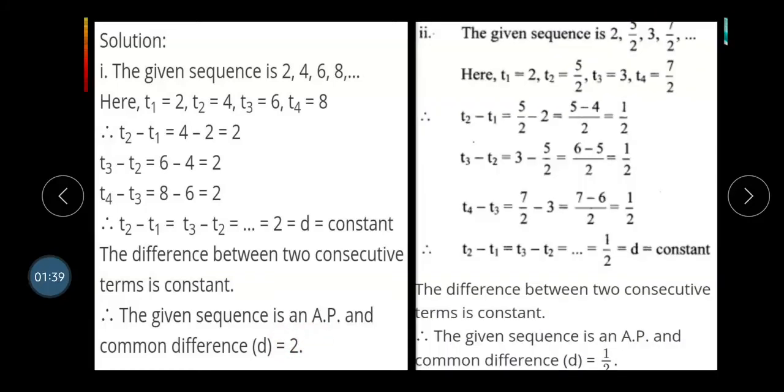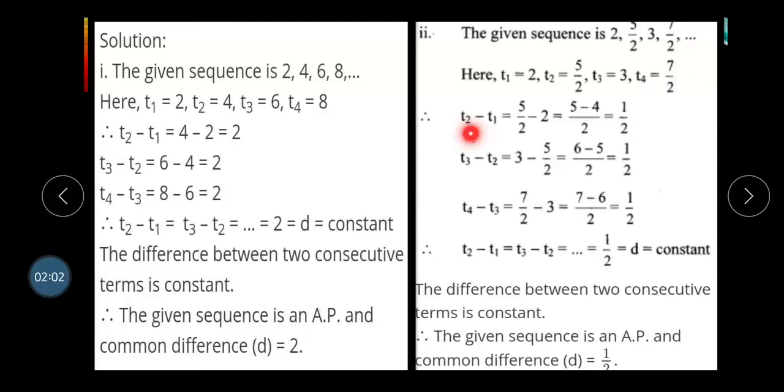The question here is 2, 5 upon 2, 3, 7 upon 2. The given sequence is 2, 5 upon 2, 3, 7 upon 2. First term T1 equals 2. Second term T2 equals 5 upon 2. Third term T3 equals 3. Fourth term T4 equals 7 upon 2.